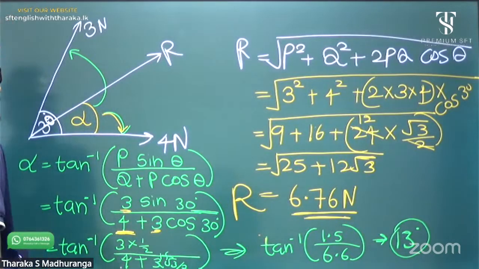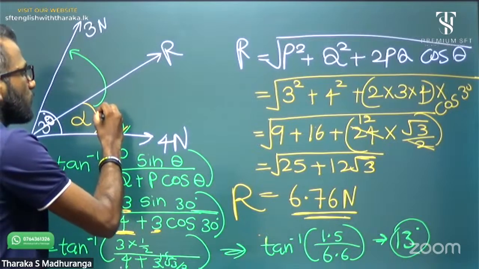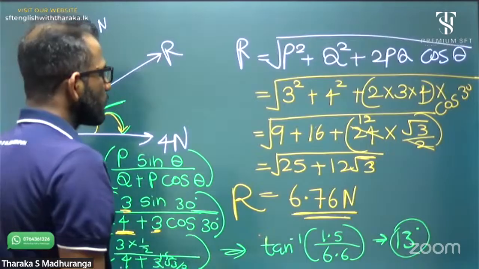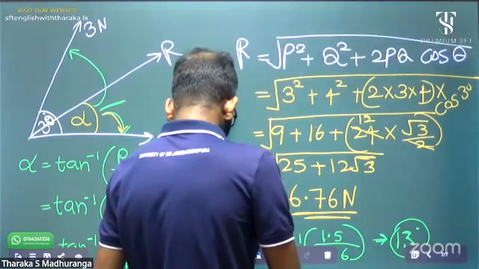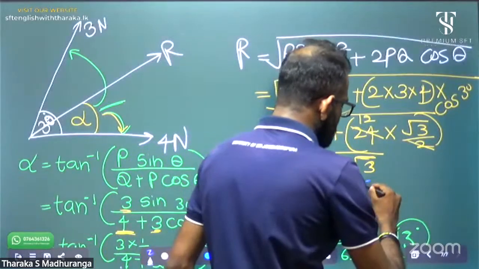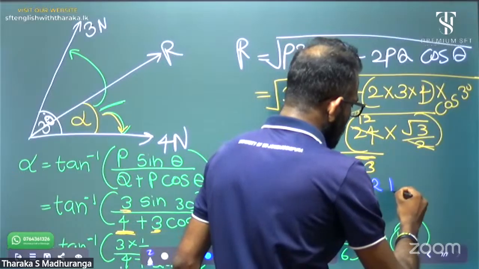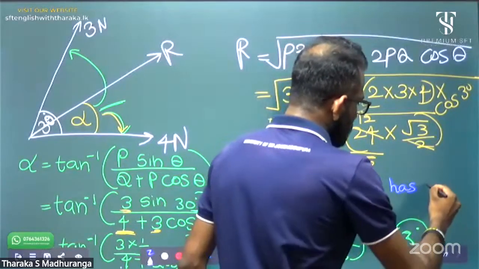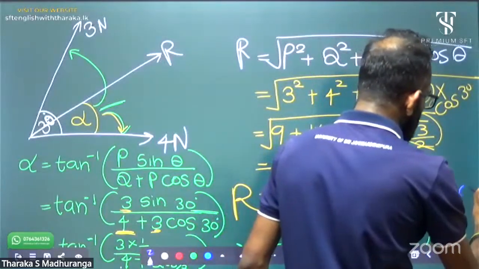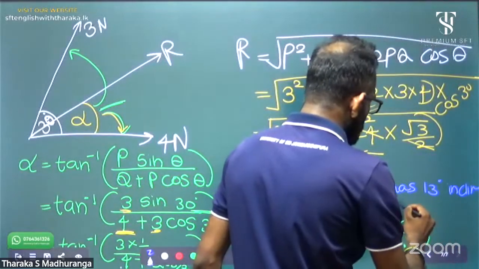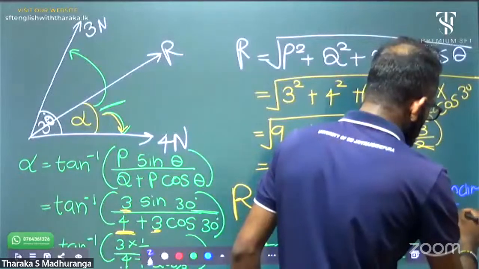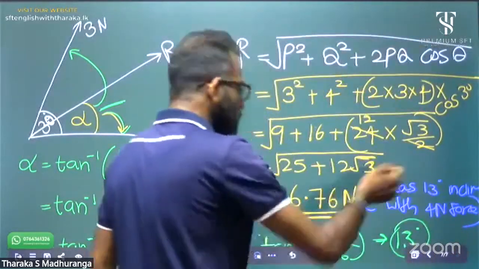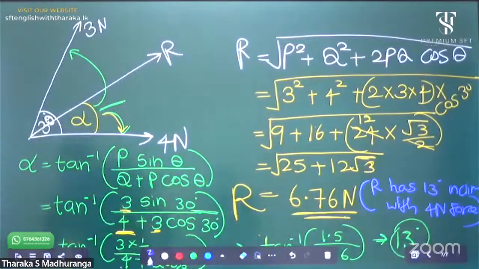Now you can explain. It's 13 degrees. The R, you can note down, R has 13 degree inclination with whom? With the 4 Newton force. Okay, this is a full answer. This is the magnitude and this is the direction.